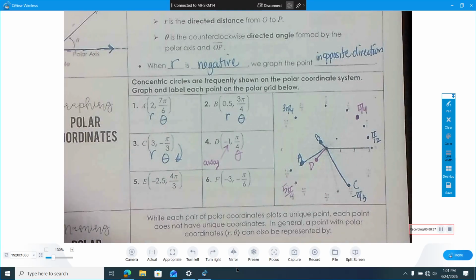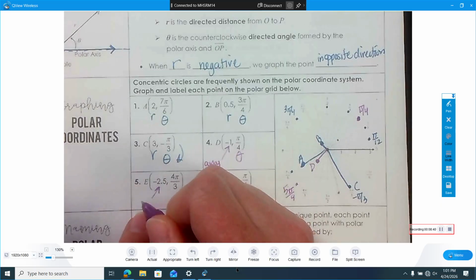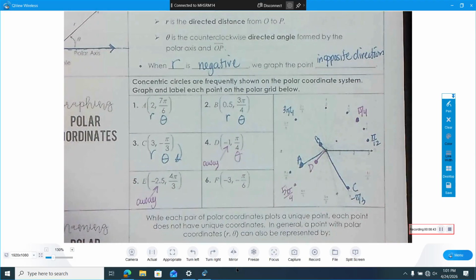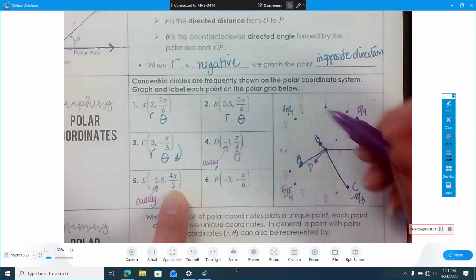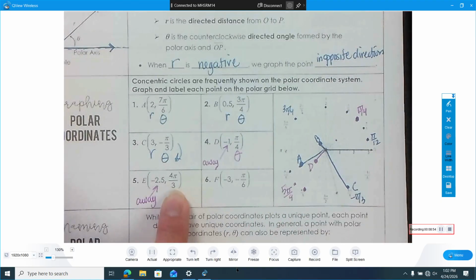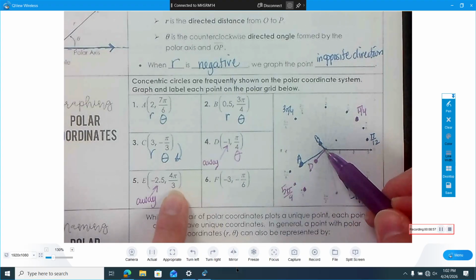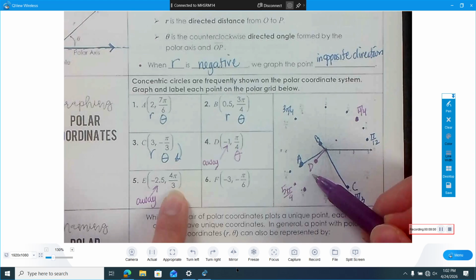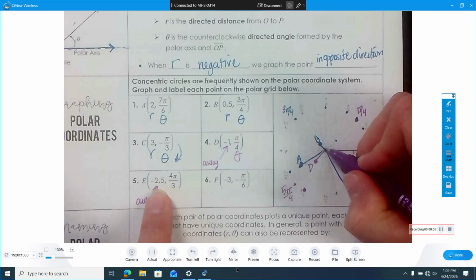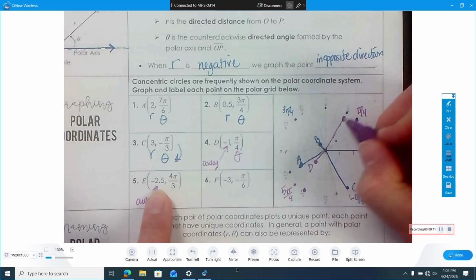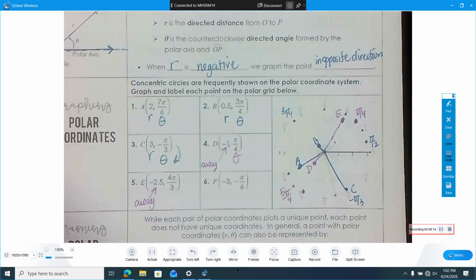Okay, here we go. So again, we have a negative R value, so we are going away from the angle. 4 pi over 3, 1 pi over 3, 2 pi over 3, 3 pi over 3. Right here is 4 pi over 3. So I would go normally towards the angle 2.5 units, but because it's negative, I want to go exactly the opposite way. So 1 unit, 2 units, 2.5. So all the way this way, there is point E, exactly in the opposite direction. You following along, Scott?